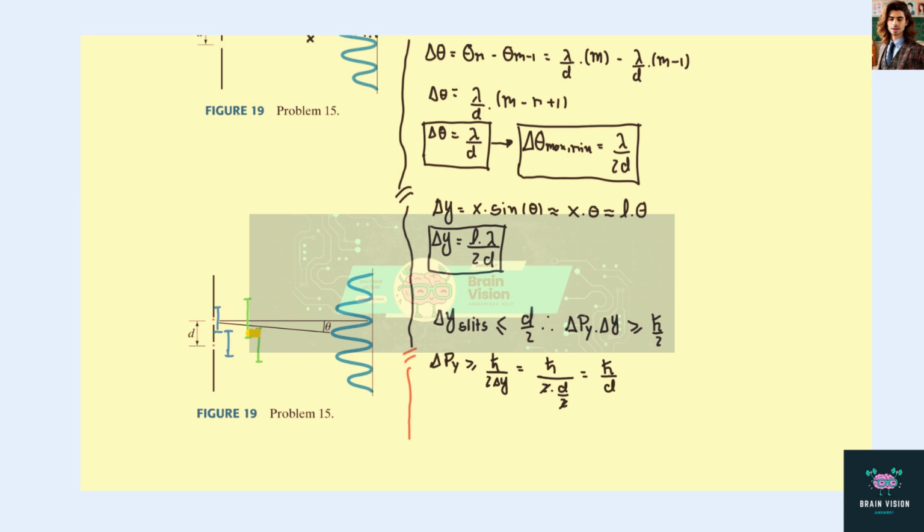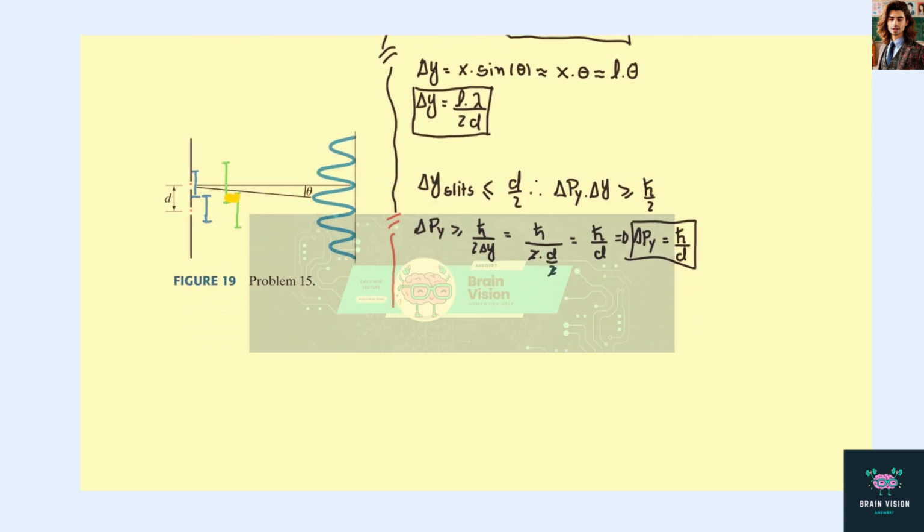Note that this is the smallest possible value for delta py, because the delta y at the slits is at most d divided by 2. And the value that makes delta y the biggest one is the same value that makes delta py the smallest one. So, delta py must be at least equal to h bar divided by d. Keep this result. Finally, we can calculate what is the spread at the screen by using our previous results.